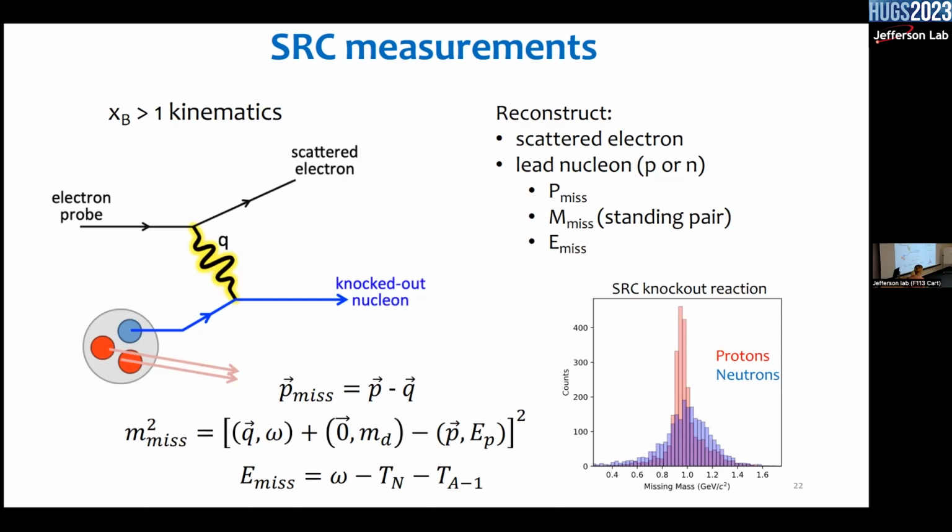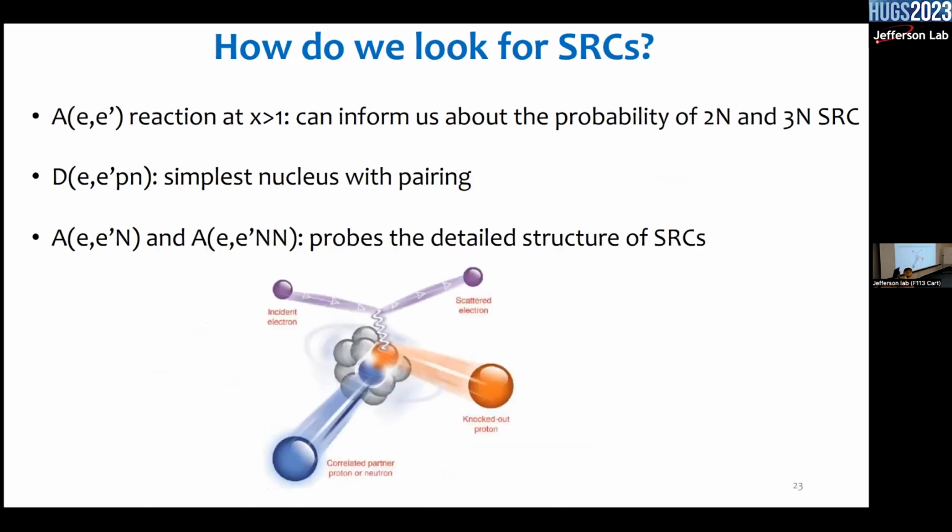So the missing mass, you reconstruct assuming scattering on a stationary deuteron pair. And it works pretty well, because even in data we can see that we have a nice peak where the neutron should be, right? So in a missing mass type of reaction.